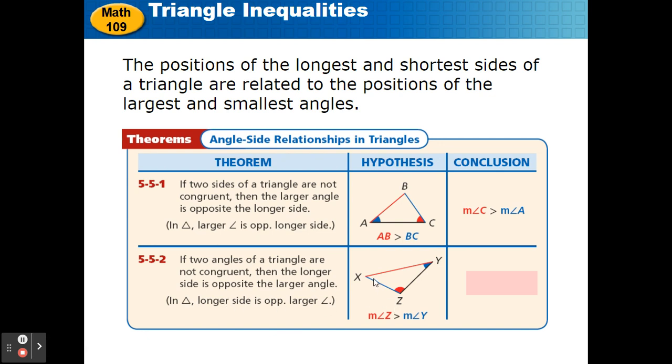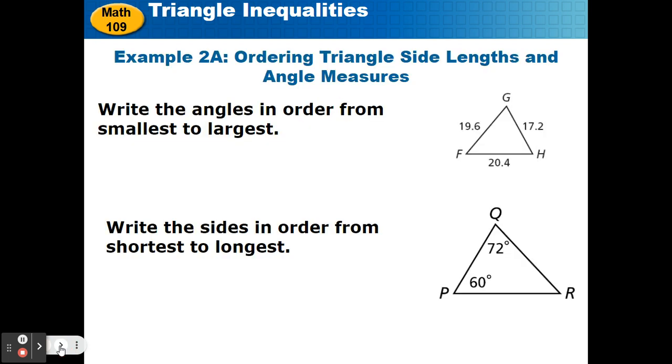So we have the measure of angle Z is greater than the measure of angle Y. Well, that tells us that the length of XY, the side opposite angle Z, is greater than the length of XZ, the side opposite angle Y.